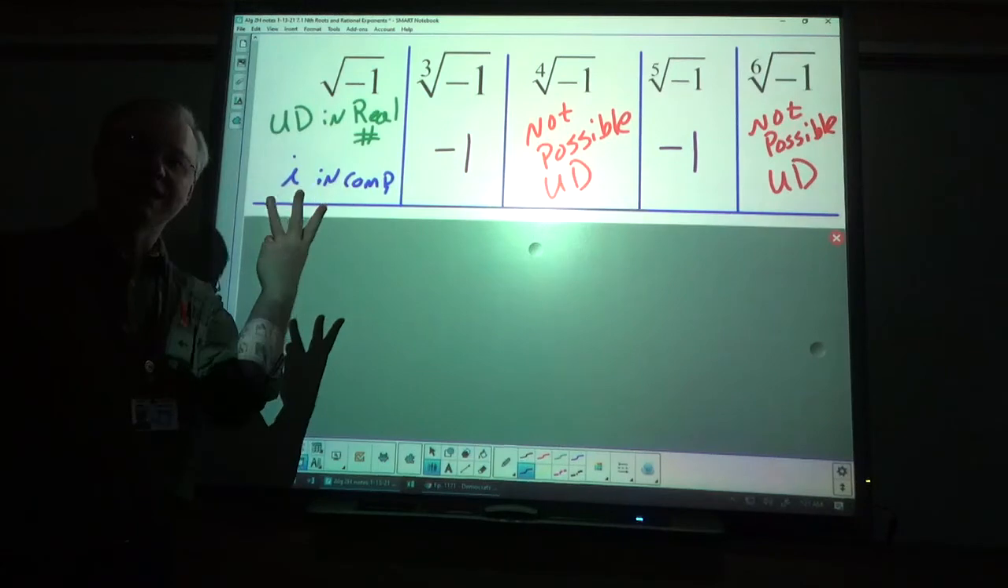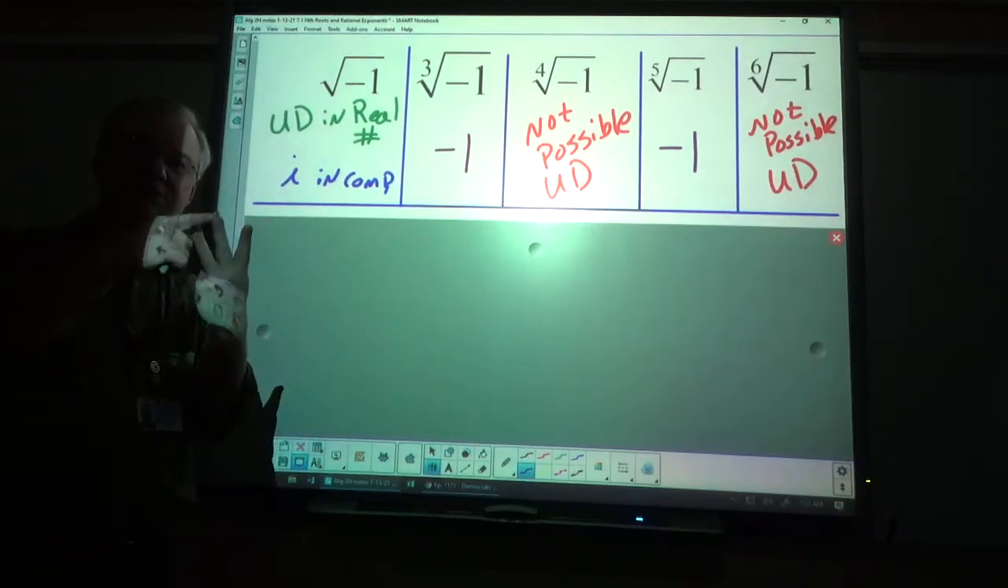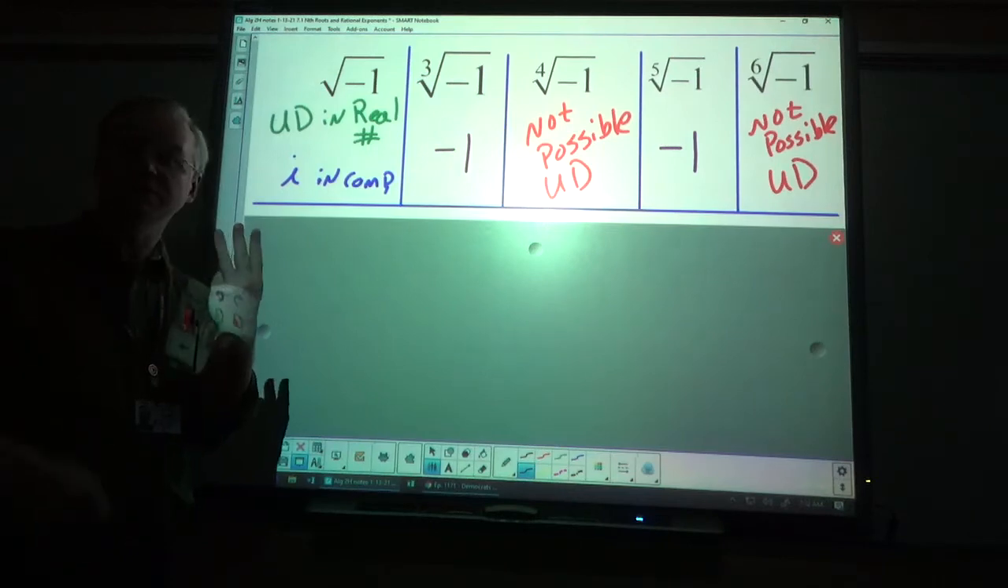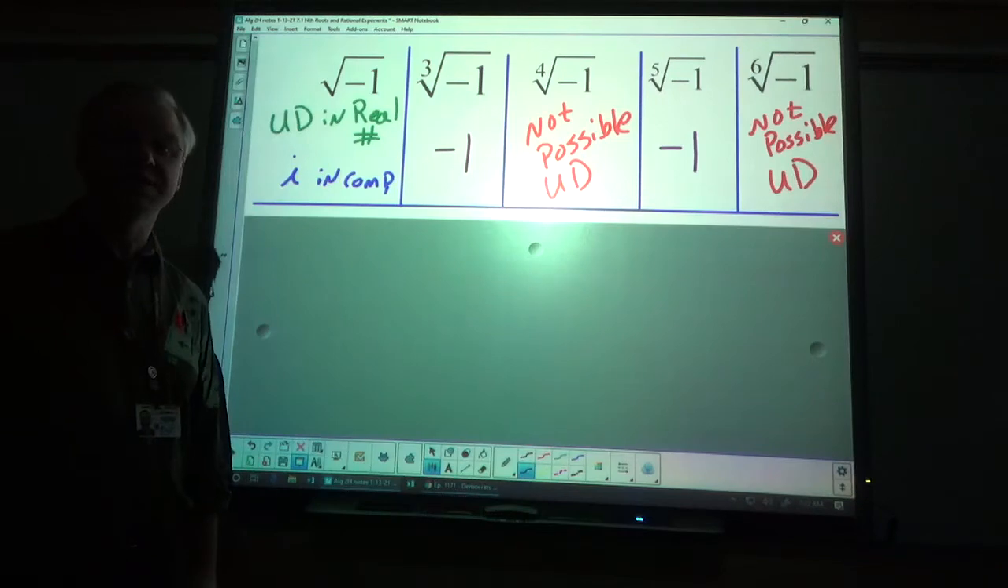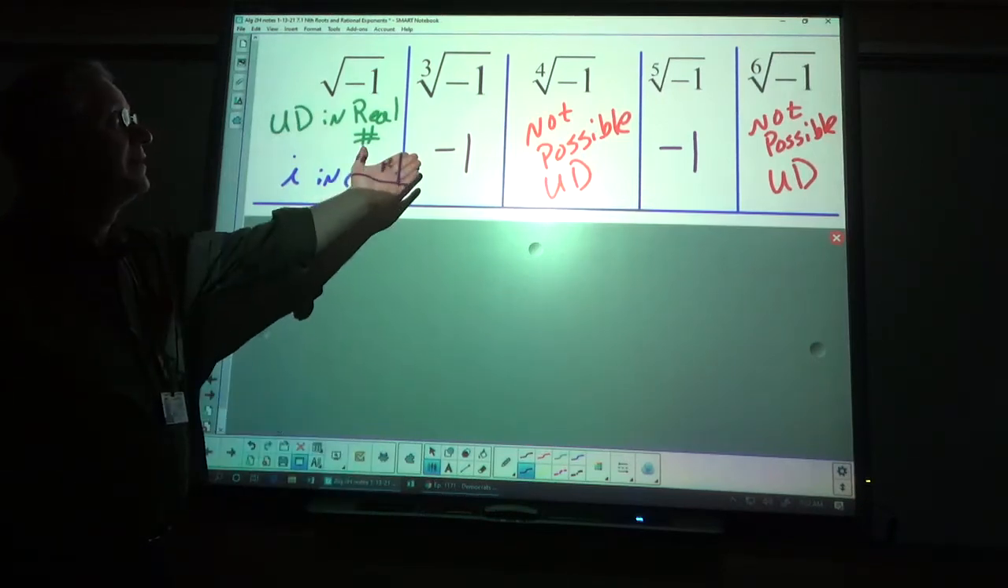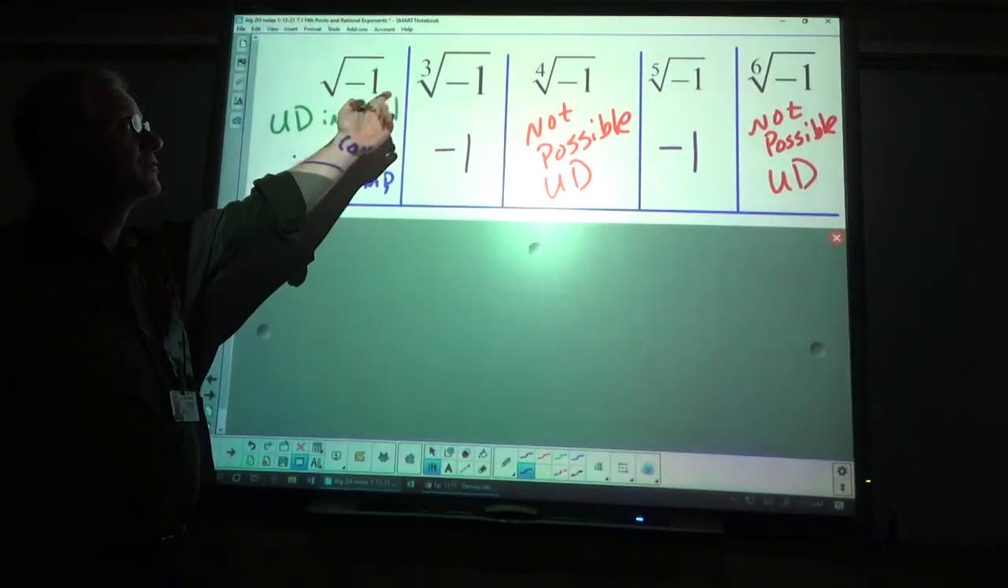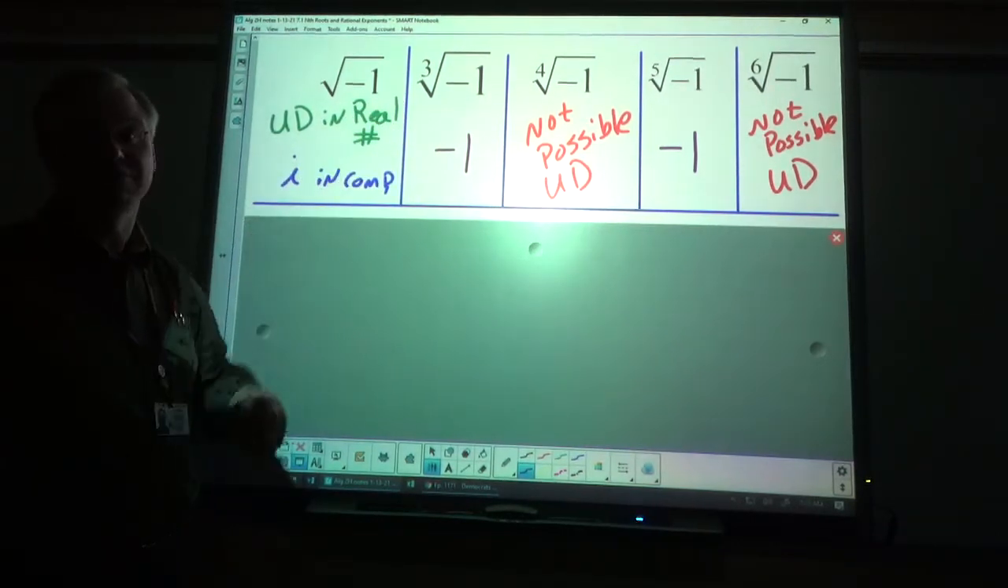If I have 3 negative numbers, -1 times -1 is +1, and positive 1 times negative 1 is negative 1. So any odd number of negative numbers is going to give you that negative number, especially if it's a 1. So anytime I have an odd root of a negative number, it's negative on the outside.